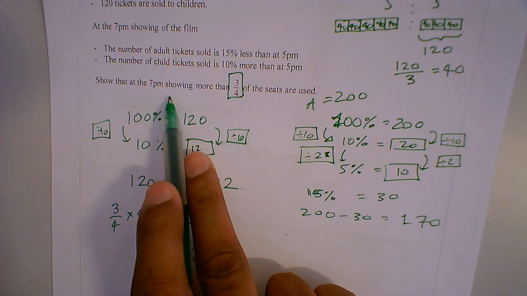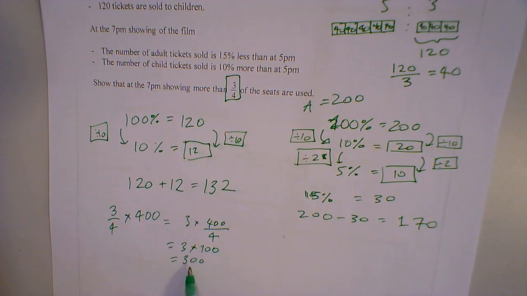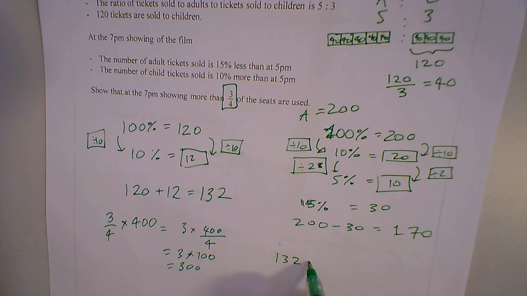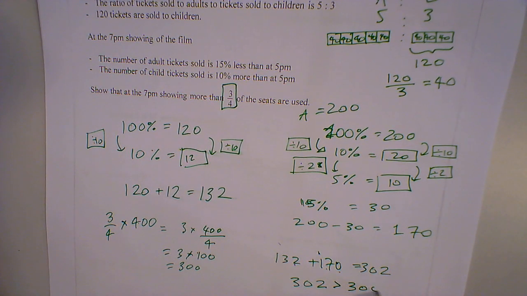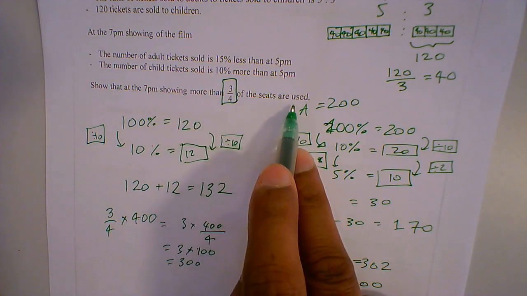So show that at the 7 p.m. showing, more than 3/4 of the seats are used. So I need to show that more than 300 seats are used. So I've got 132 plus 170, which is 2 plus 0 is 2, 7 plus 3 is 10, and carry the 1, so you've got 1 plus 1 plus 1 is 3, that's 302. So 302 is greater than 300. Show that the 7 p.m. showing more than 3/4 of the seats are used.